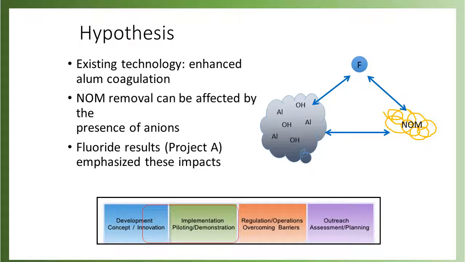Fluoride, aluminum hydroxides, and NOM that we don't quite understand. So what my work is trying to do is look at the mechanisms underlying these removal mechanisms. Because it piggybacks off of some of the pilot work, I included that here, but I'm still trying to figure out what are the mechanisms at play here.